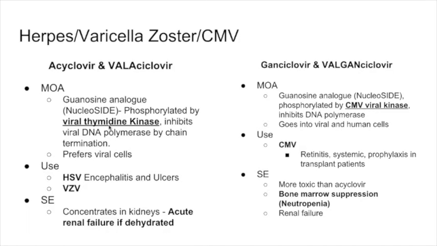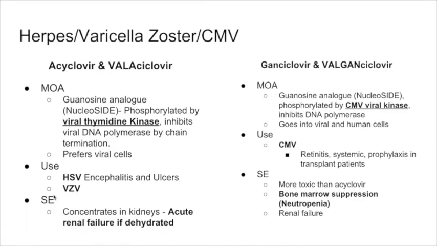The test question will ask you there's a drug that's used for a virus, and this drug is phosphorylated by an enzyme. What is this enzyme? And the enzyme would be thymidine kinase. Or the question will ask you there is a drug that's phosphorylated by thymidine kinase. What is this drug? And the drug would be acyclovir. It's used for HSV, so herpes encephalitis and herpes ulcers. It can also be used for varicella.